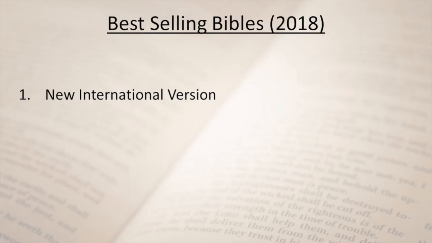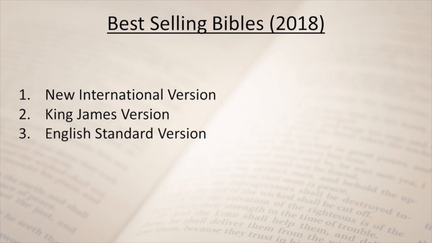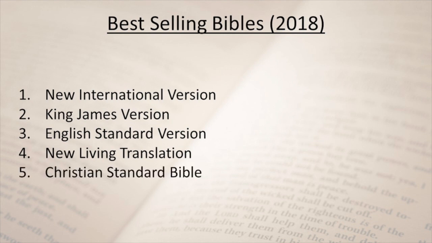For an idea of the popularity and use of Bibles today, let's take a look at the best-selling list. The best-selling Bibles in 2018, according to the Evangelical Christian Publishers Association, were, of course, the New International, which I already mentioned. The second best-selling book was the King James Version. The third was the English Standard Version. The fourth was the New Living Translation. And the fifth was the Christian Standard Bible, or you might know it as the Holman Christian Standard Bible.